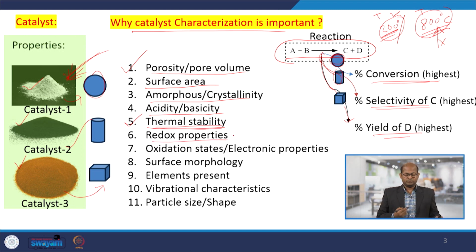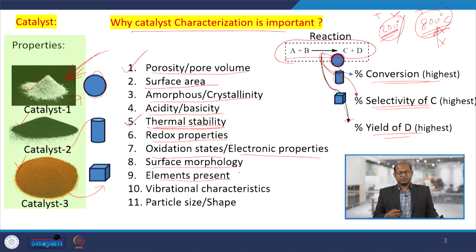Redox properties we also need to know, meaning oxidation states and electronic properties, whenever we are going to prepare a catalyst. At the same time, surface morphology we also need to know, meaning which particular surface characteristics give more sites or more activity.